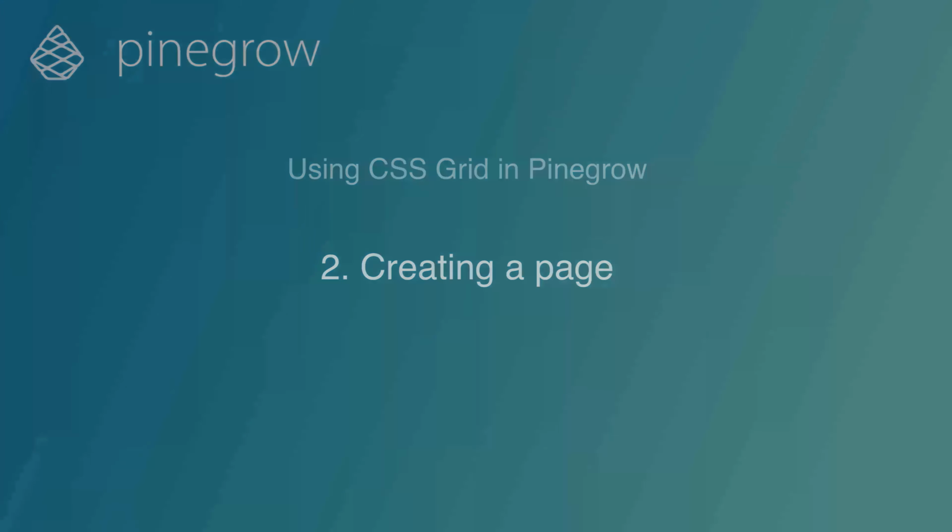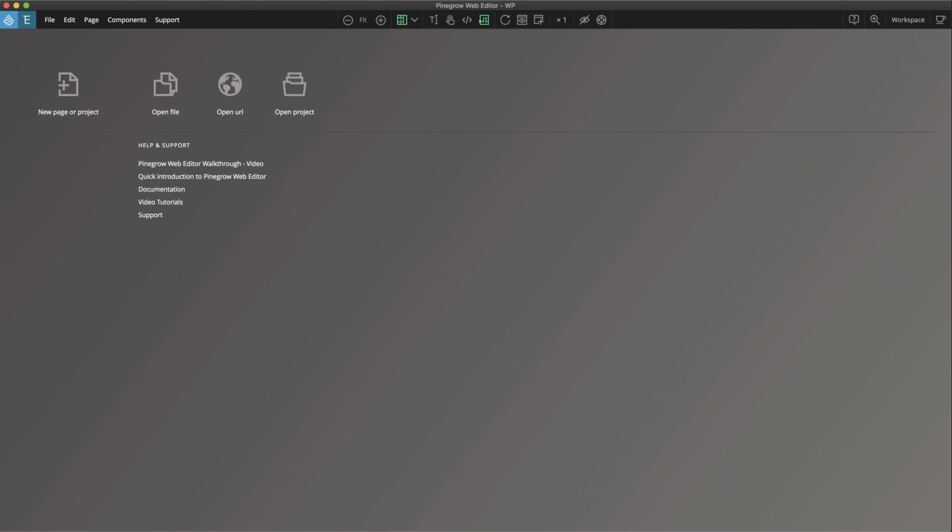I'm going to start with a minimal project that I've already created containing some assets and a blank Bootstrap 4 page. You can download it from the link below the tutorial or in the written tutorial to follow along. But of course, feel free to make your own page from scratch or incorporate Grid into an existing project.